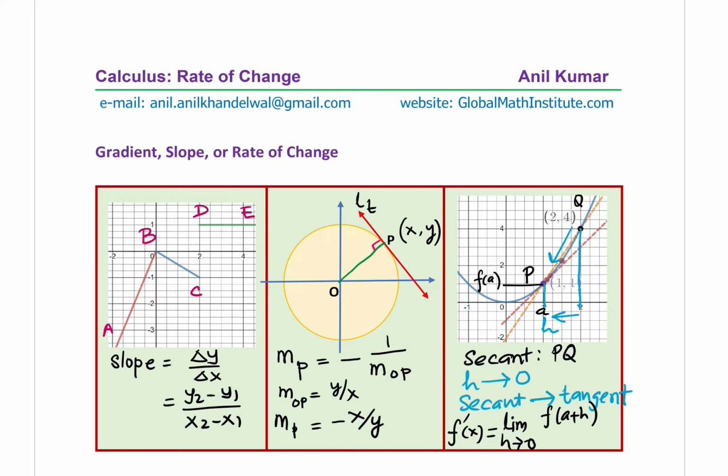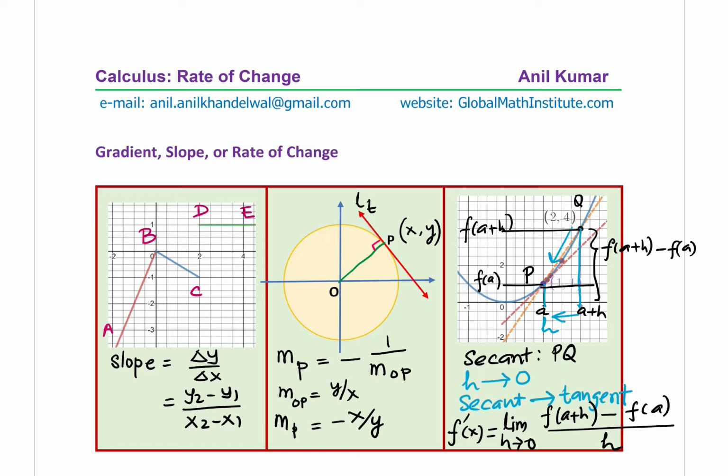For a point Q, which is h away, the x value will be a plus h, and the y value will be f of a plus h, correct? So gradient is rise over run. So this difference, which is right there, is f of a plus h minus f of a, correct? And the run is h. So we get f of a plus h minus f of a, divided by h. So that becomes your difference quotient formula, correct?